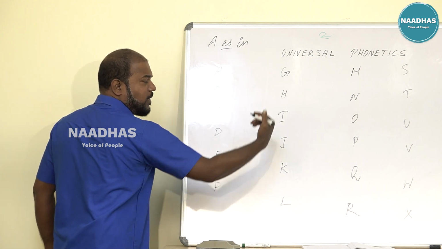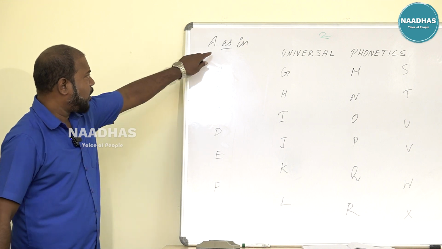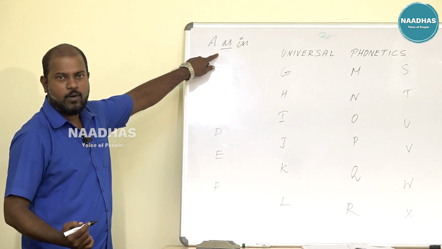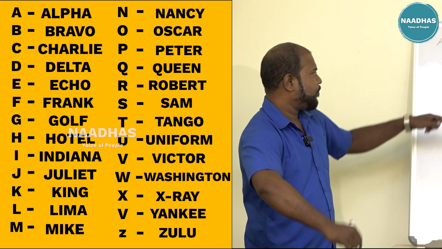Alright, for all the letters, it will be the same. You should not tell 'for', it should be 'as in'. Right? You have to pronounce it as 'as in'.